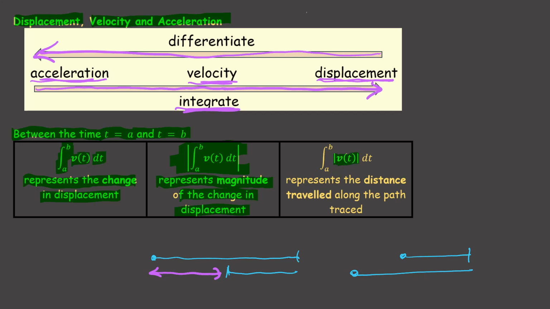However, if you take the modulus of the velocity before doing the integral, what that does is it makes sure that velocity is always positive. So your velocity time graph might go like that, but by taking modulus of velocity, it goes like that, and therefore it considers it to always be travelling in a positive direction. So therefore that represents the distance travelled along the path traced. This one is really useful, both in this course and in your methods course.